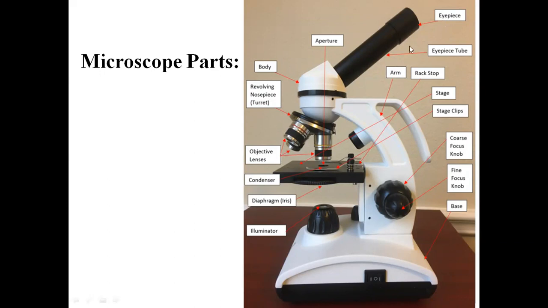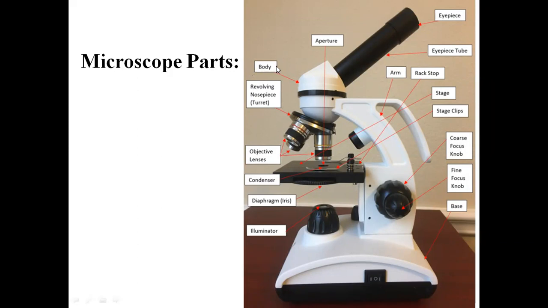Then you have your eyepiece tube. This tube can vary in length. It can be short, it can be a long one also, depending on the type of microscope that you are using.